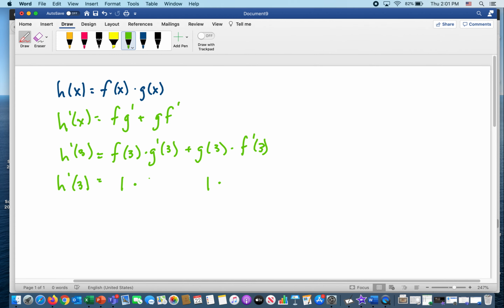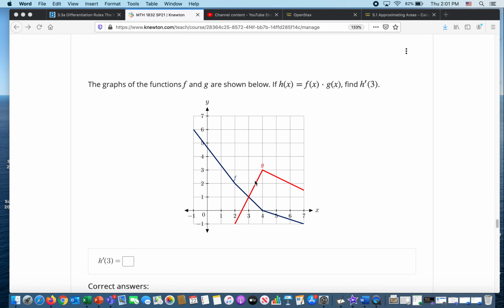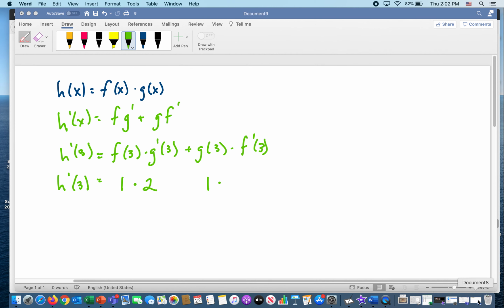So g prime of 3 we said was 2. Again, it's the slope of that tangent line. We're going to do the same thing for f. I want the derivative, the slope of this blue line at 3. So if I were to find the slope here, I would go down 2 over 2. When I go down 2, right 2, that's a slope of -1. So f prime of 3 is going to be -1.